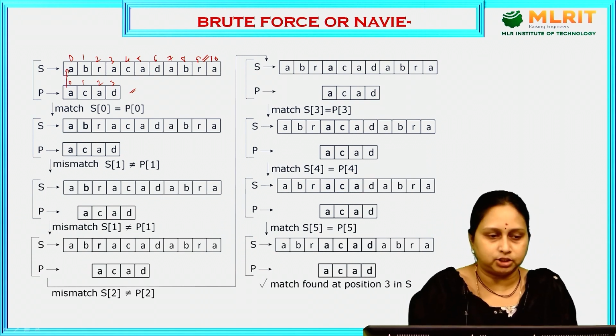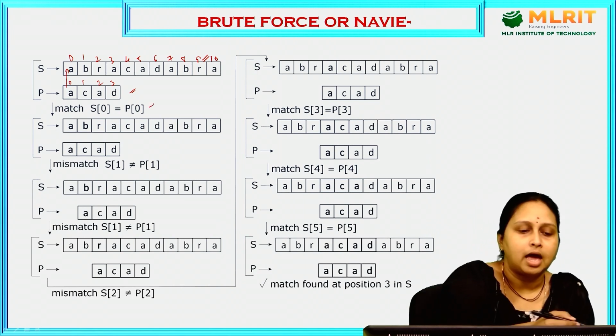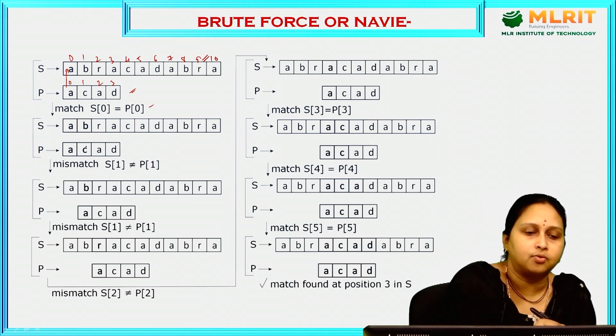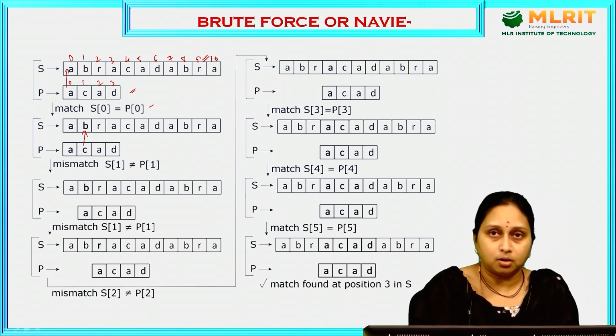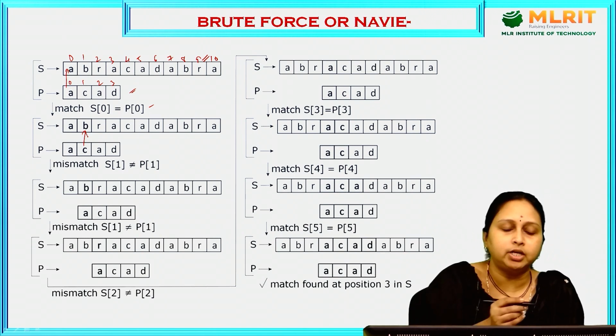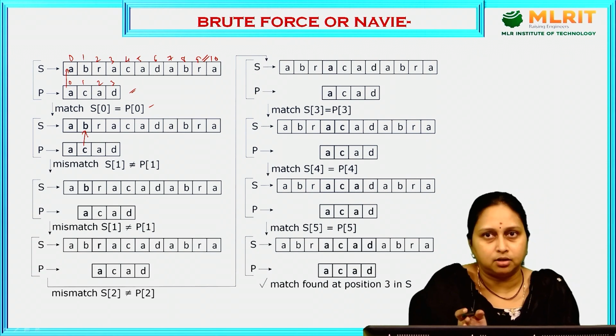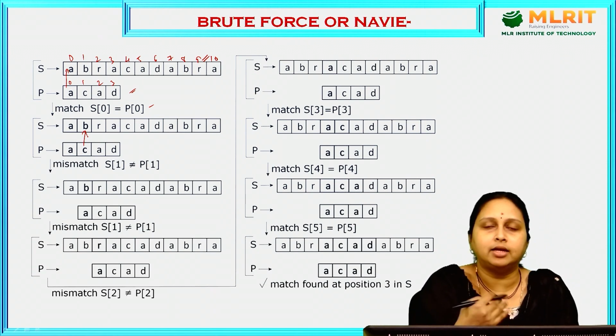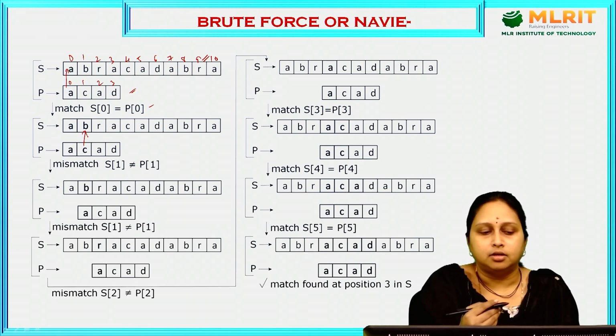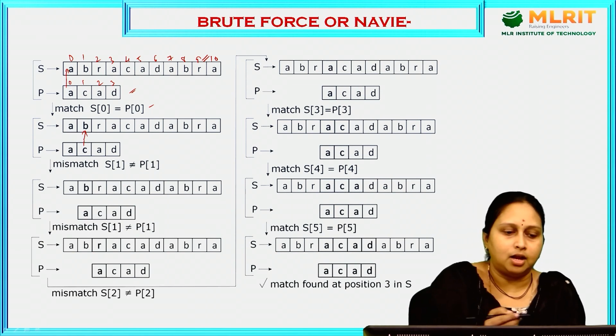Now, it is going to check the first character with the first character. Yes, both are matching. Now, what am I going to do? I am going to check the next character. What is the next character I have? C and B. Both are not matching. Now, what do we need to do? We need to shift one position. We need to shift the pattern, and again we need to start checking character by character, right?